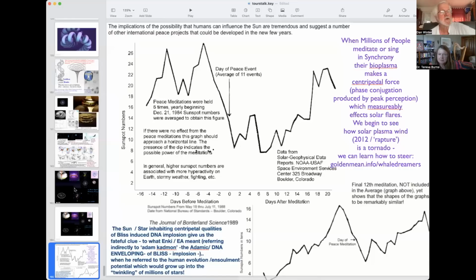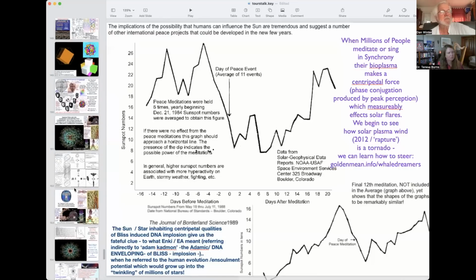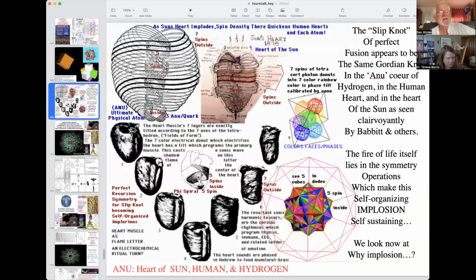I'm ready for that. So if you look, here are the 5, 7 spin symmetry axes. So it's called Anu, what the clairvoyants saw when they looked at the heart of the sun, the heart of the human, and the heart of hydrogen. They saw the same thing in each case, and it was proven in physics. They called it Anu, sun god. What they meant was Star Mother kit. The 5 spins inside is actually the 5 spins of the cube of the dodec. And the 7 spins outside is the 7 spins of the tetracube, as in the exact layers of human heart muscle layered precisely in the 7 axes of spin of the tetrahedron. You couldn't get a better squeeze.